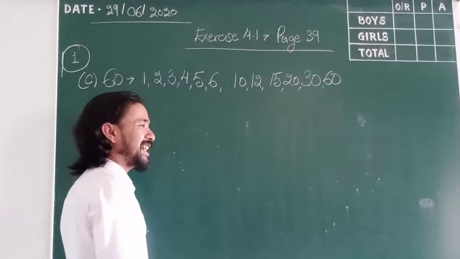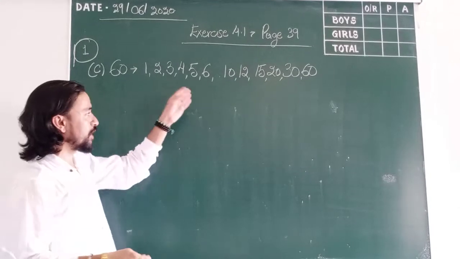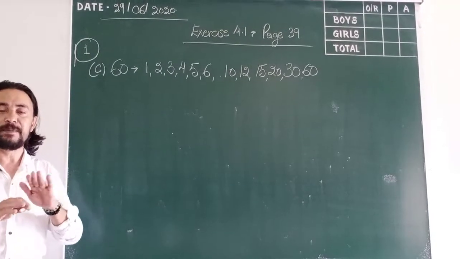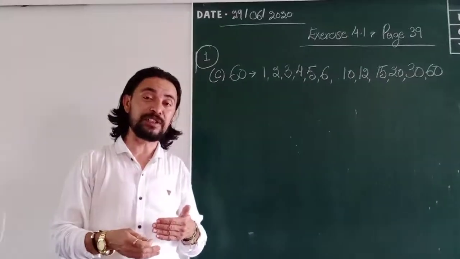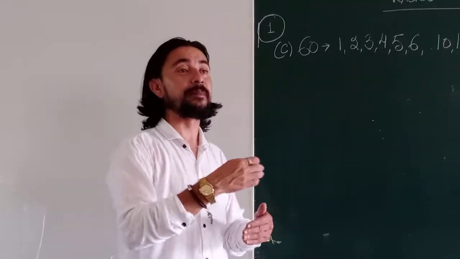And when you get a number, or you go to the next number which is already there, then you stop. That means you found all the factors. Either it will be the next number out there, or it will be a number repeated.